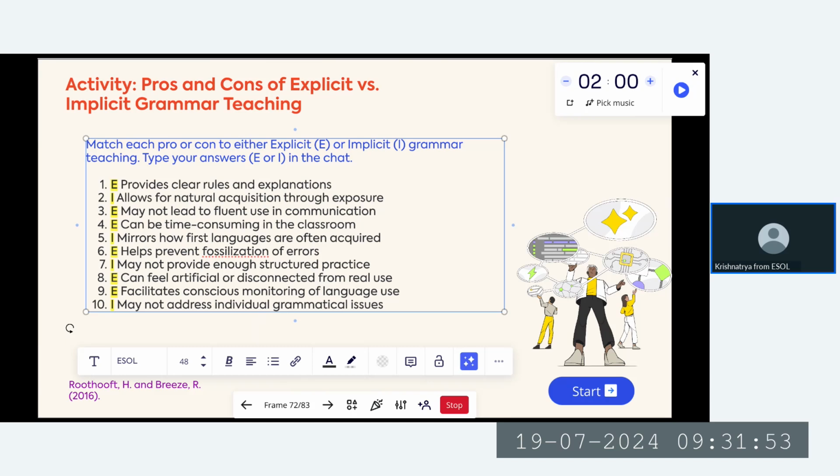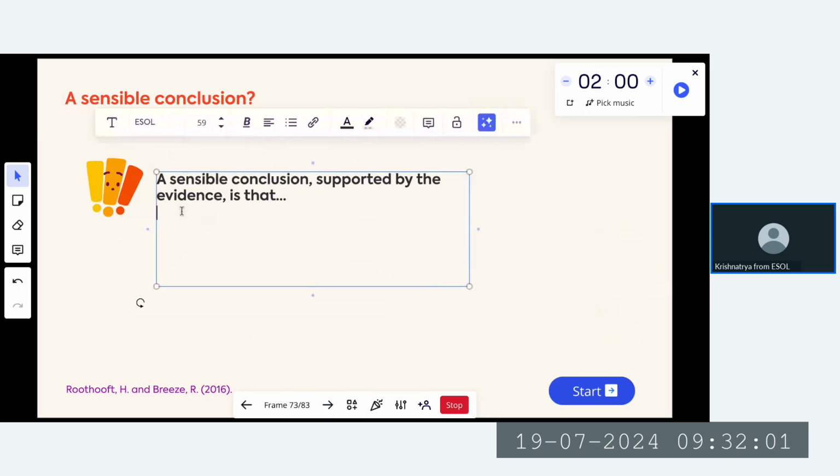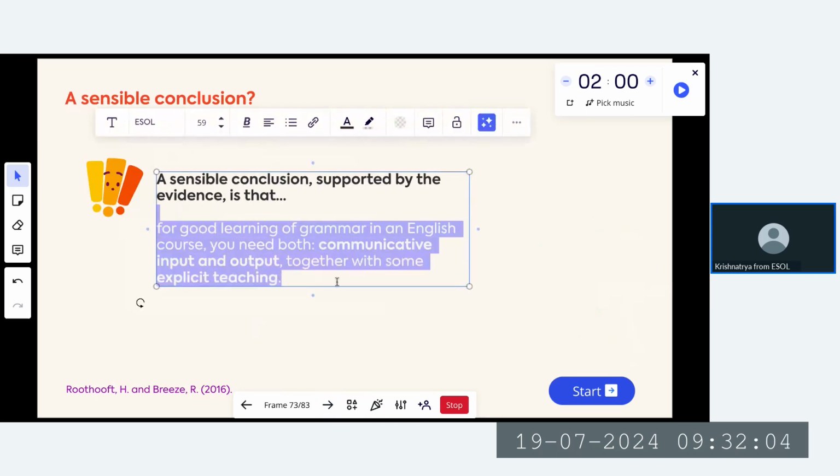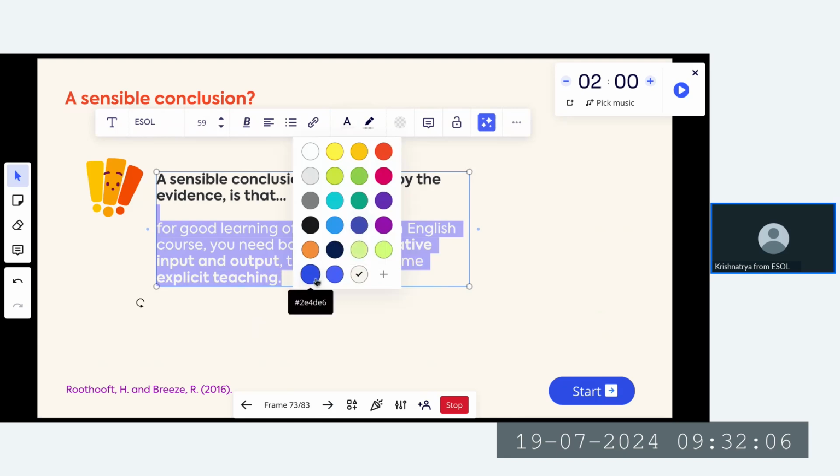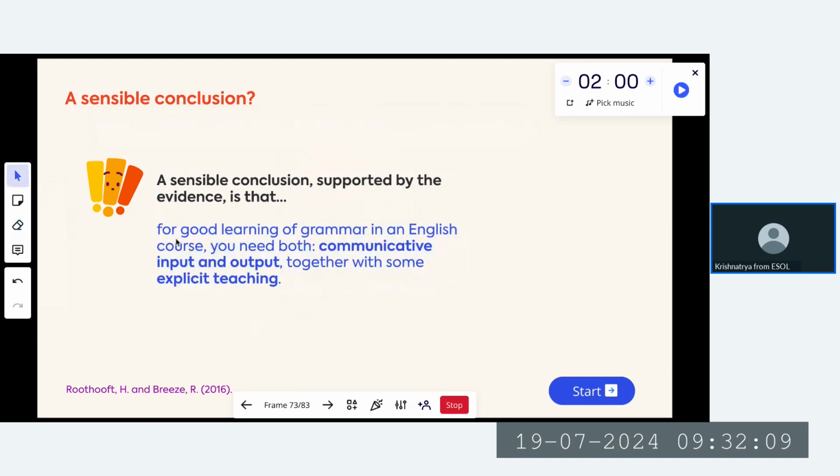Thank you so much for talking about it in more detail. Now, please have a look. What is the sensible conclusion? The sensible conclusion is, please remember, take a screenshot of this. I repeat, what is the sensible conclusion? It's on the screen. For good learning of grammar in English courses, as a teacher, focus on communicative input-output with explicit teaching.